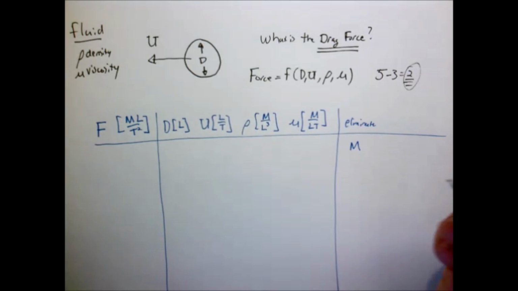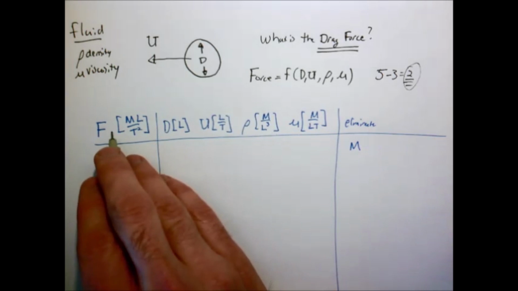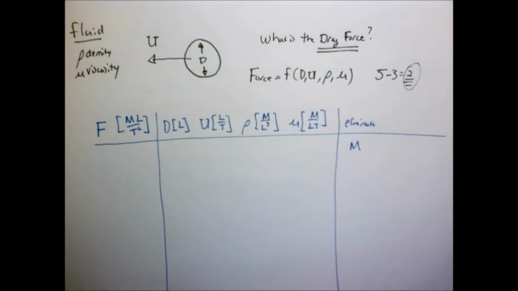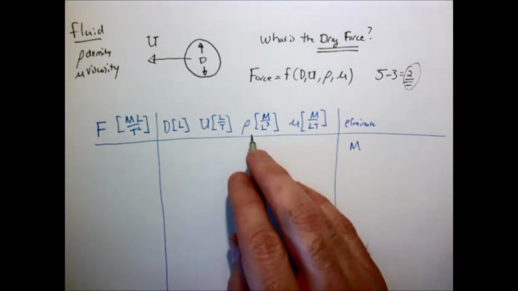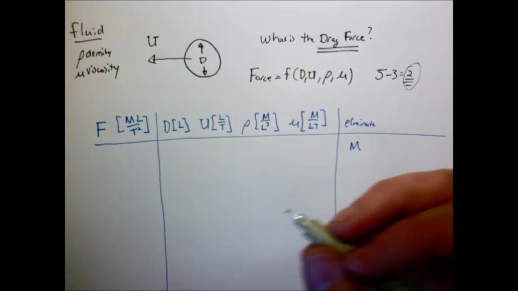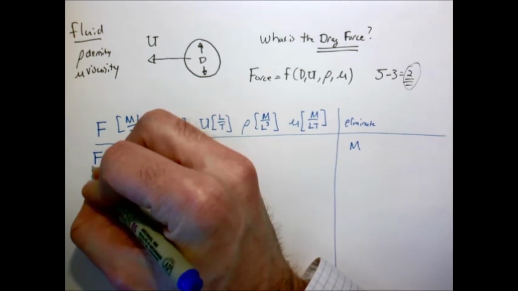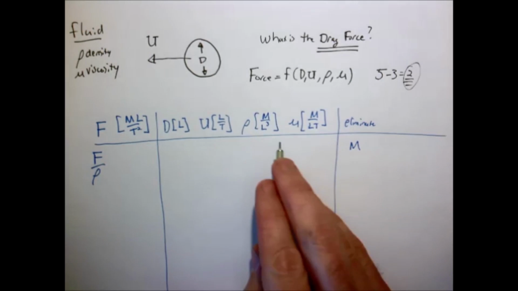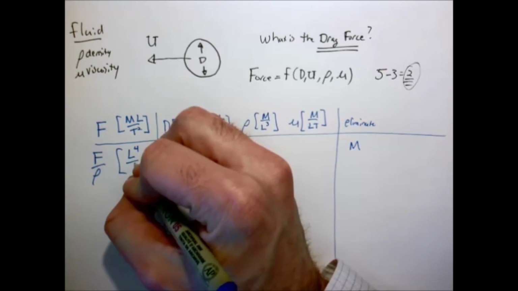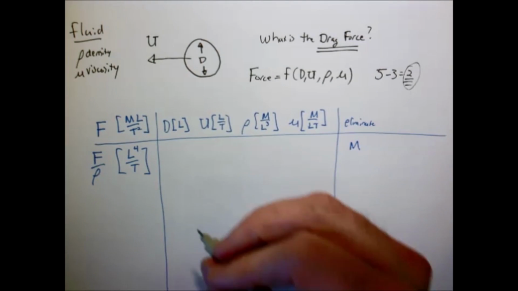So I'm allowed to form any ratio I want. So I can divide the force by the density or the viscosity. Which you choose is essentially arbitrary at this point. I'm going to pick one, but this isn't necessarily the right or the wrong answer. We could pick the other one, but I'm going to divide the force by the density. And if I look carefully at the units, what that will give me is something linked to the force over time.